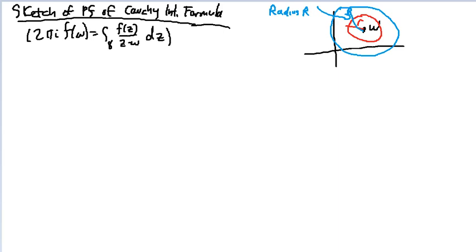I'm going to give you a sketch of the proof of the Cauchy integral formula, which roughly, without the hypothesis, says 2 pi i times f of w, where w is this bad point right here, is equal to the integral of f of z over z minus w. So f is the numerator, w is the bad point in the denominator, and so on.